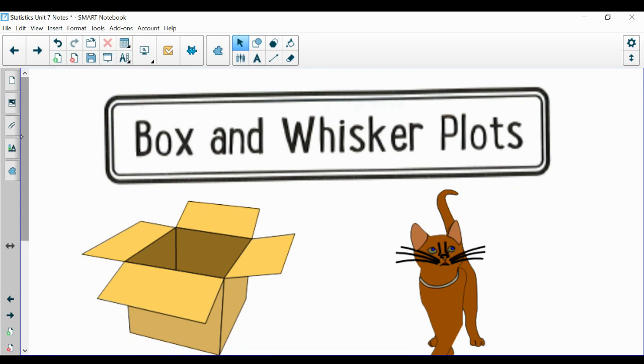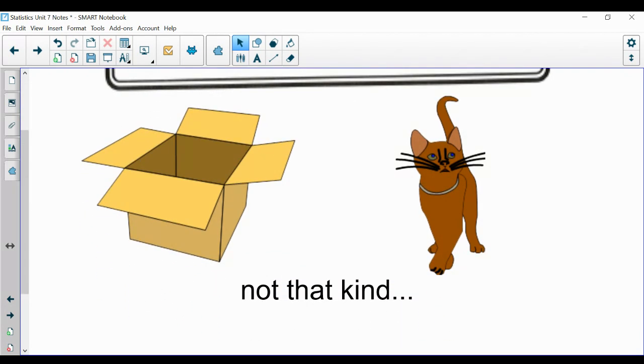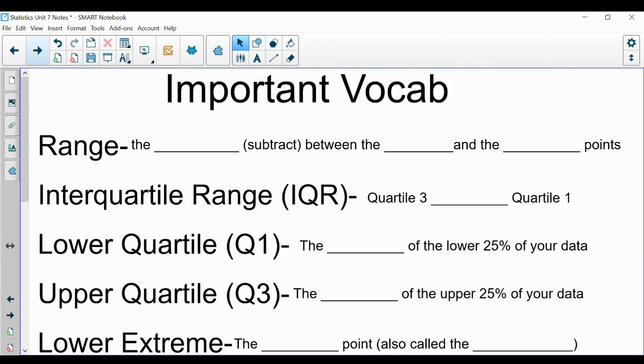So when I say box and whisker plots, I am not talking about a box and cat whiskers. That's not the kind of box and whisker plot that I'm talking about.